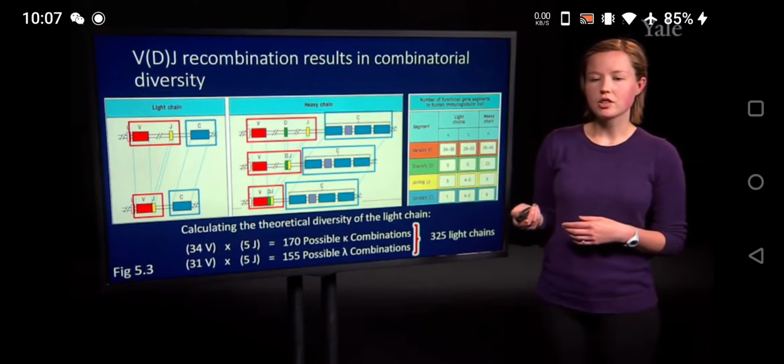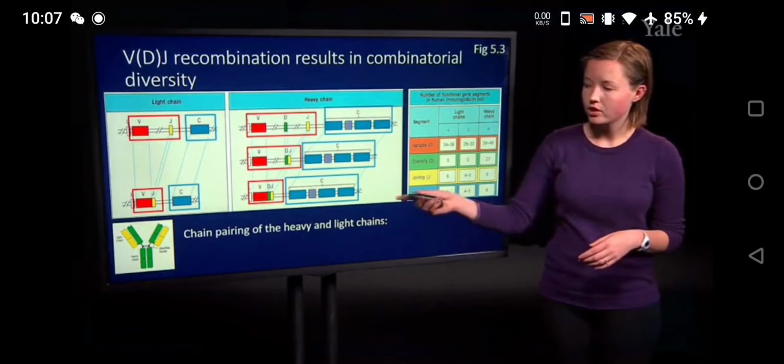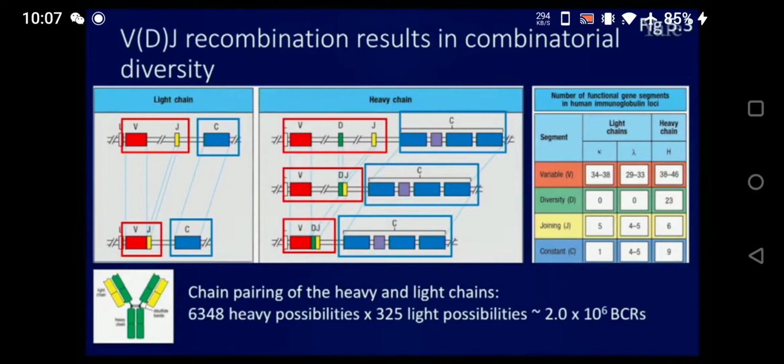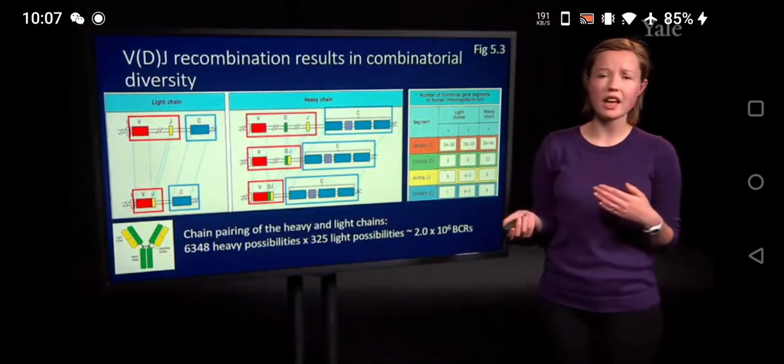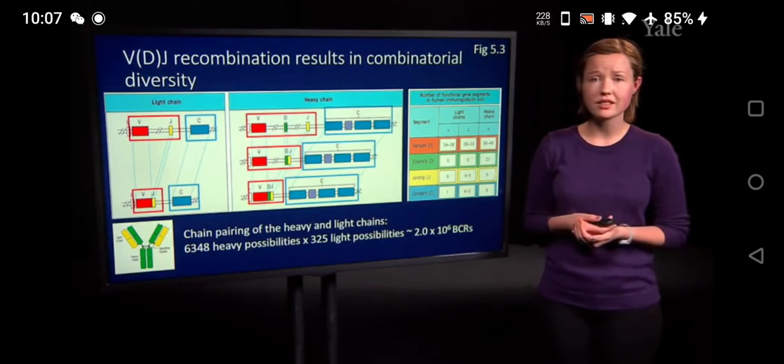So then when forming our B cell receptor, which over in the corner you see again, which consists of both a light chain and a heavy chain, if we have 6,348 possible heavy chains and 325 possible light chains, when we multiply these together, we get about 2 million different B-cell receptor combinations. And you may notice and appreciate that this is a lower number than I had mentioned previously, with 10 to the 12th being the maximum diversity.